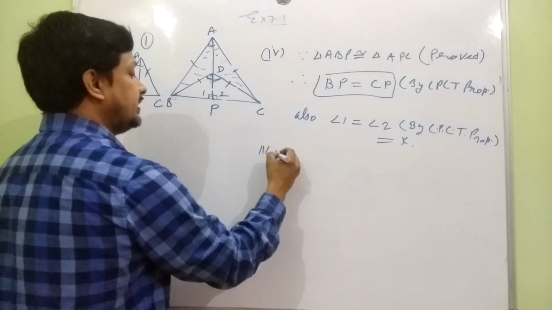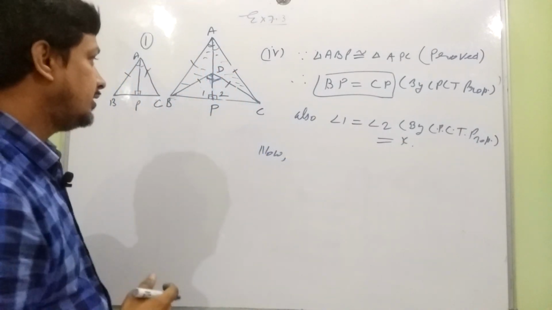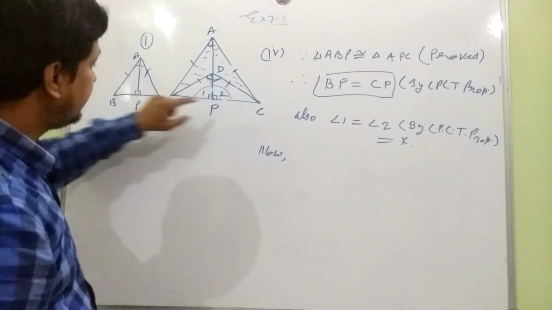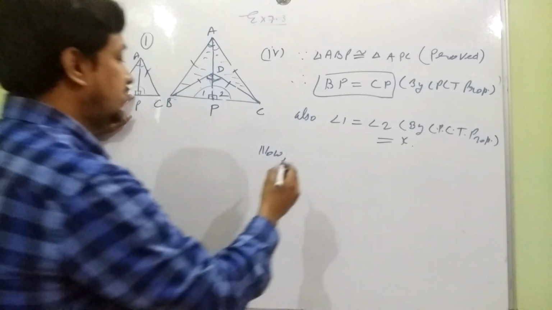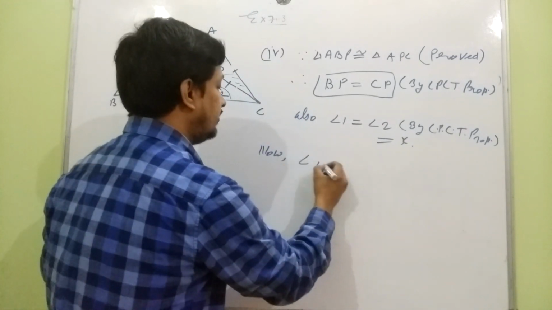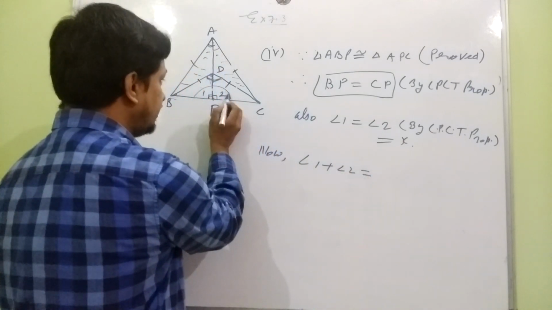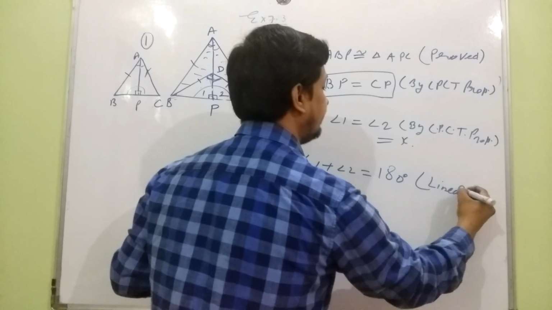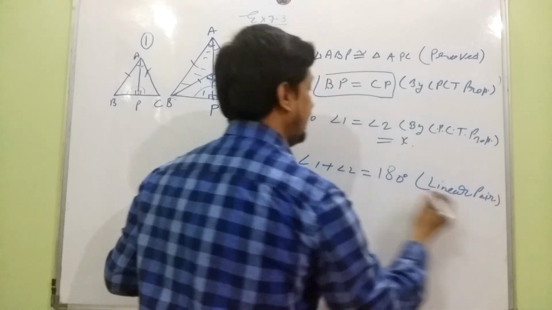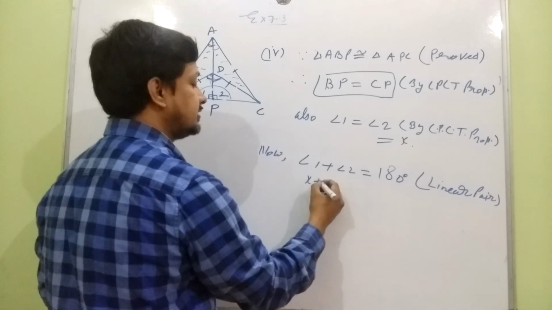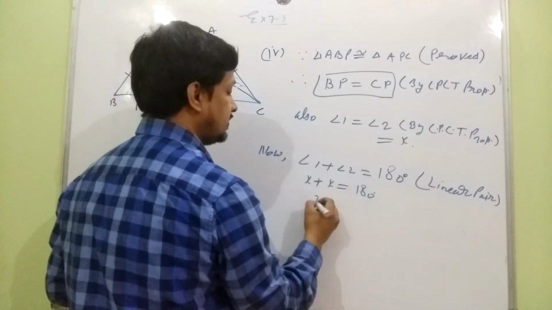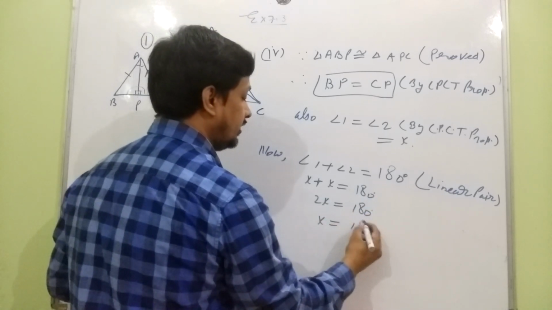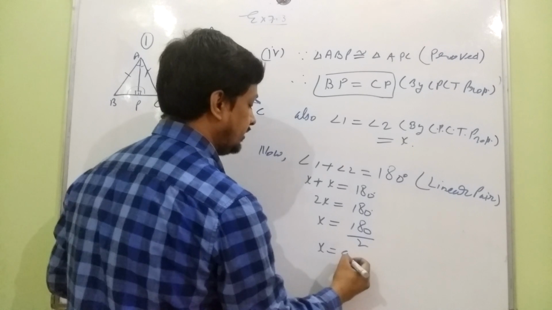Now you can say, because we have to find their values, exact values, so now you can say they are forming linear pair. This whole angle is 180 degree. So their sum will be angle 1 plus angle 2, this total angle will be 180 degree. It is linear pair. And because these both angles are equal, let us consider them to be x. So x plus x will give you 2x, which is equal to 180 degree. So x equal to 180 upon 2, that is x equal to 90 degree.